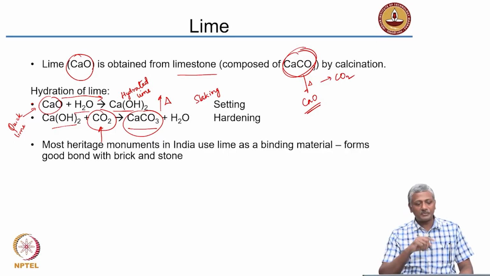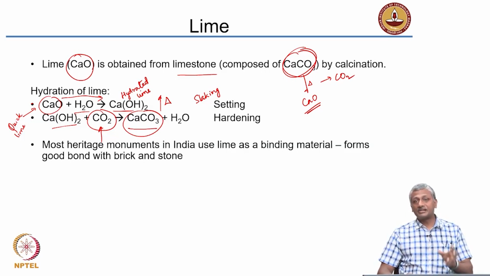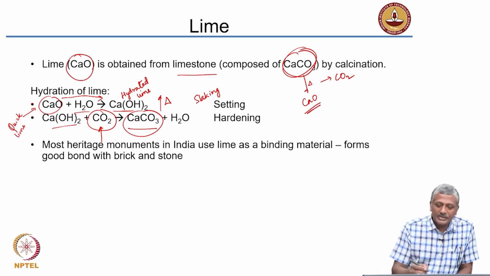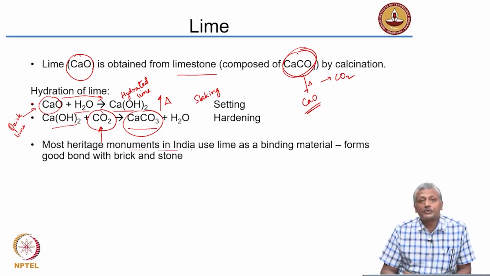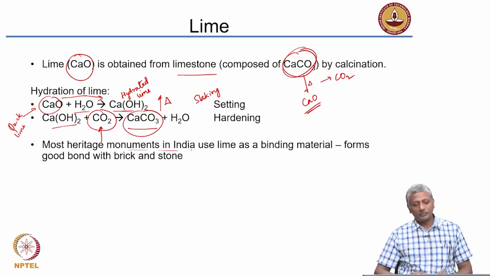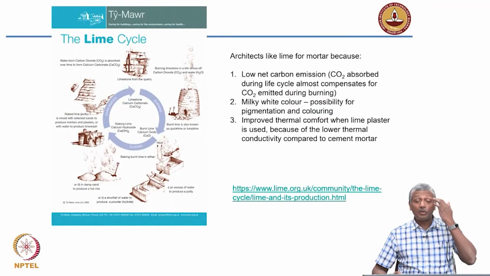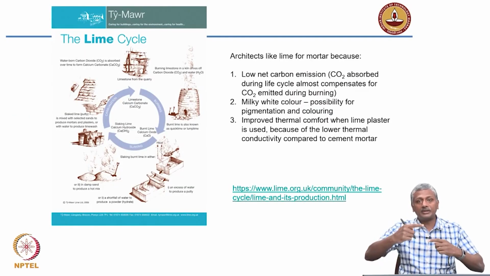That is why a lot of architects prefer lime, because of this property of almost a net zero carbon dioxide emission from lime. In cement, it is not the case. You will see later that in cement, it is quite different. So as I said, most heritage monuments in India use lime as a binding material, and it is also seen that it forms an excellent bond with the brick and stone. So heritage monuments, more often than not, you are bound to find lime mortar as a binding material.